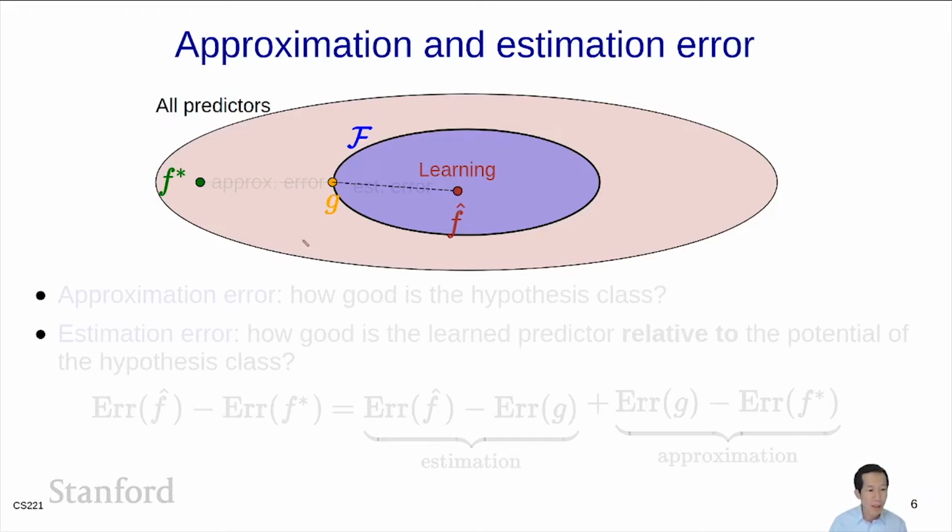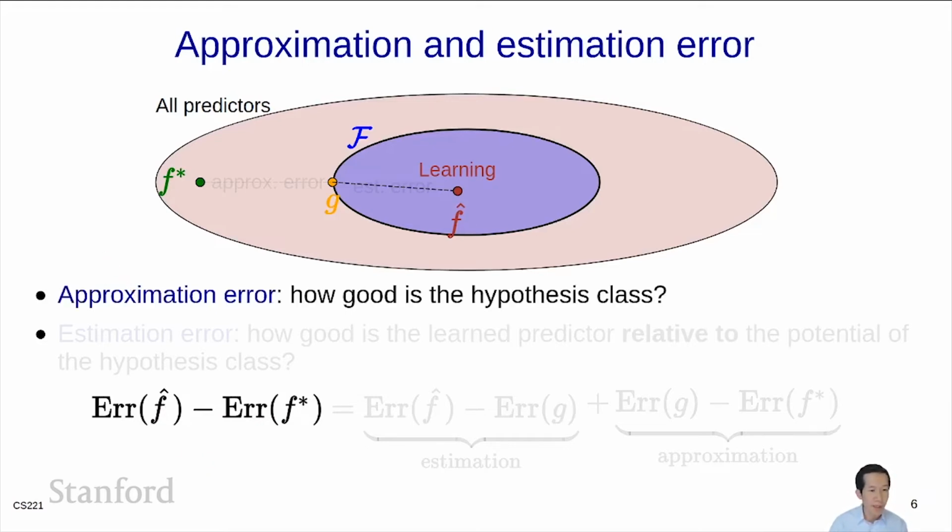So now we're interested in the difference between the error of the thing you have and the thing that you wish you had. Mathematically, that's written as error of the learned predictor minus the error of f star, the ideal. And this error can be decomposed into two parts. The first part is the approximation error. Approximation error is the difference between G and f star.